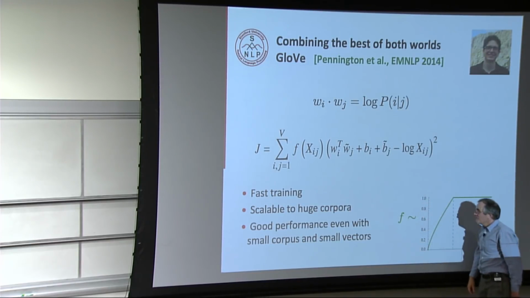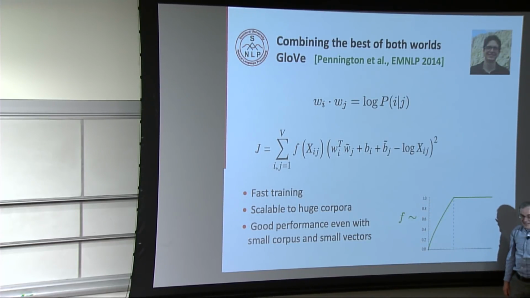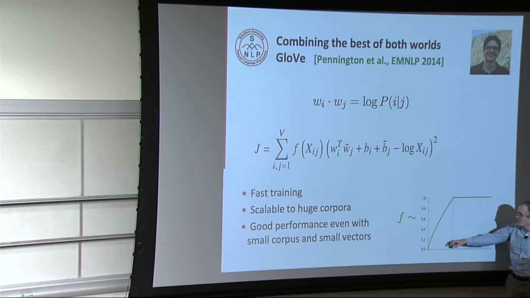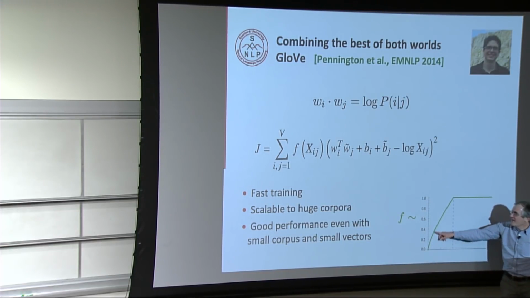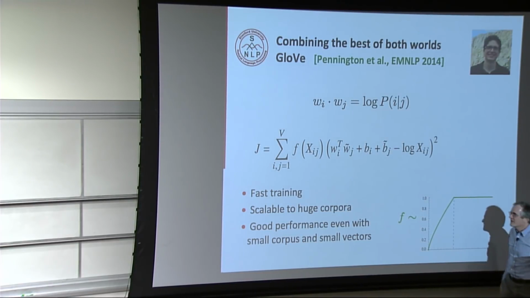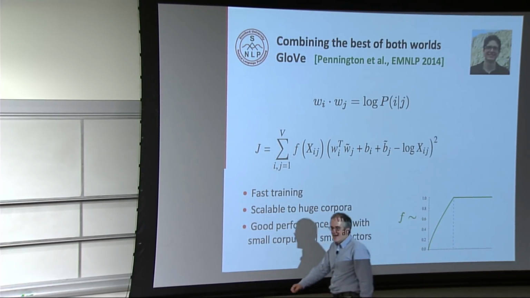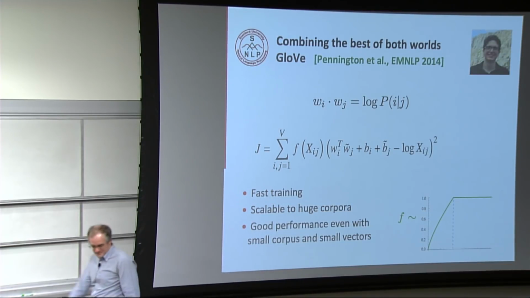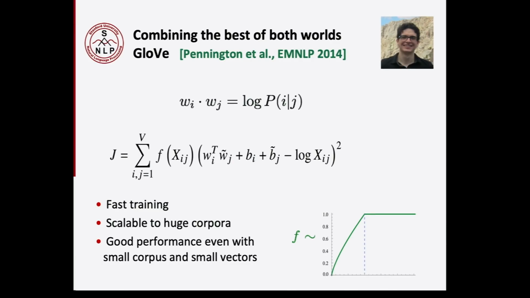And then we do one more little trick, because everyone does tricks to make the performance better, is that we also use this f function in front so that we're capping the effect that very common word pairs can have on the performance of the system. Okay, and so that gave us the GloVe model of word vectors.